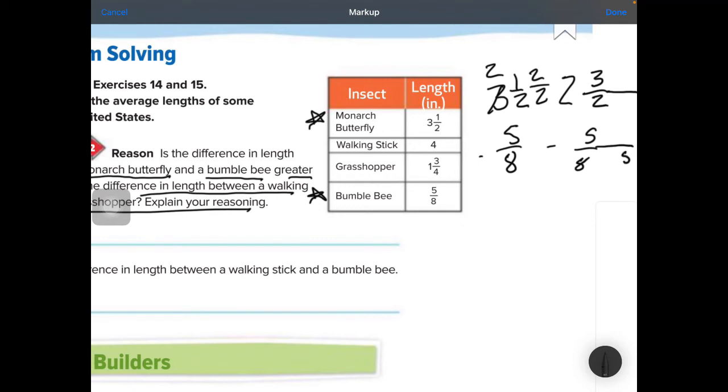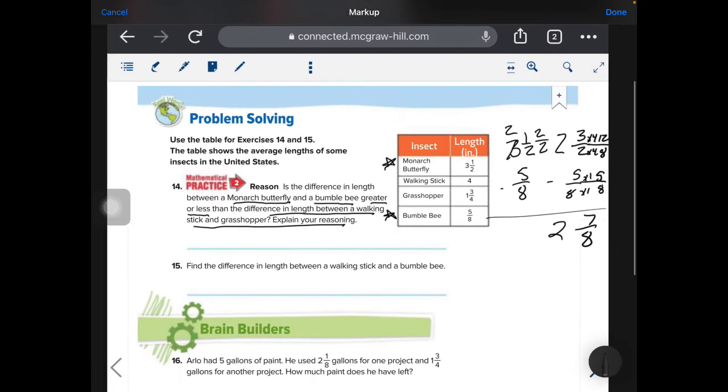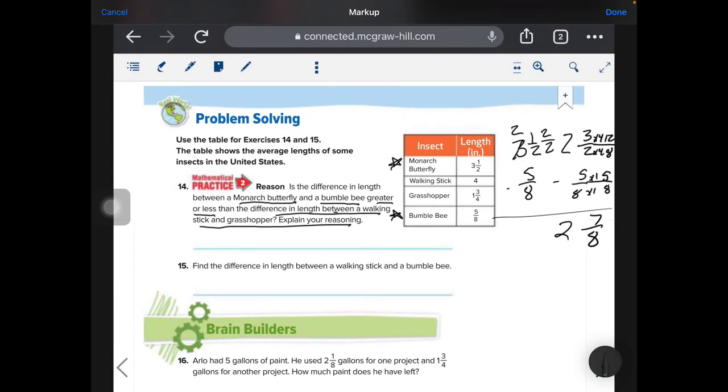Ooh, I'm going to run out of room on this one, so I'm going to turn them both into 8. Ooh, that's pretty small writing. So 12 minus 5, 5, 6, 7, 8, 9, 10, 11, 12. So it's going to be 7/8. Now I have to subtract 2 from nothing. So 2 and 7/8. All right, so that's my first equation after the monarch butterfly and the bumblebee.